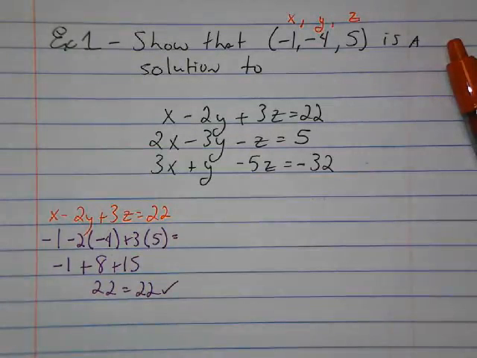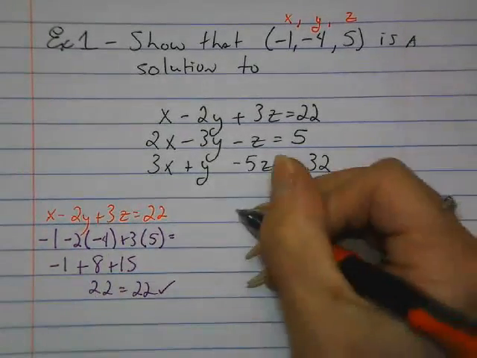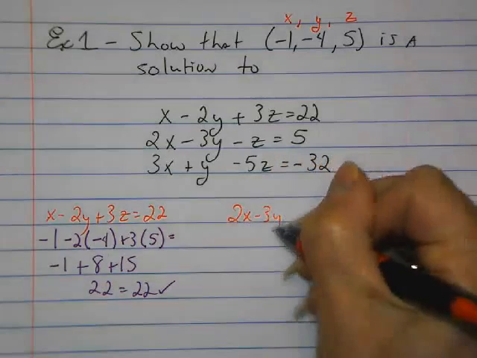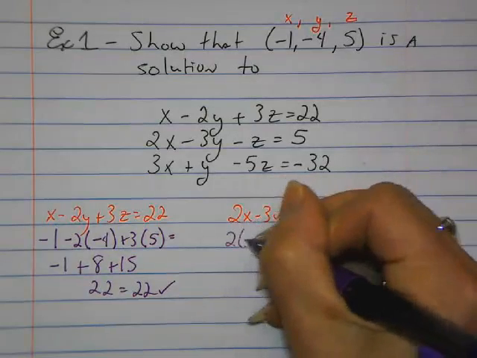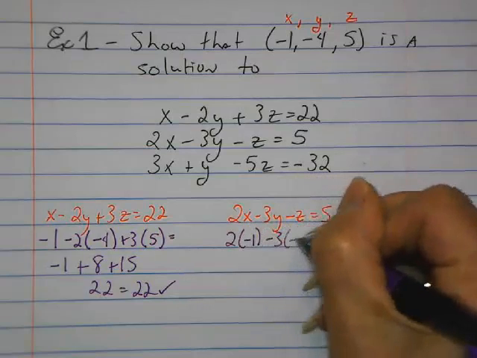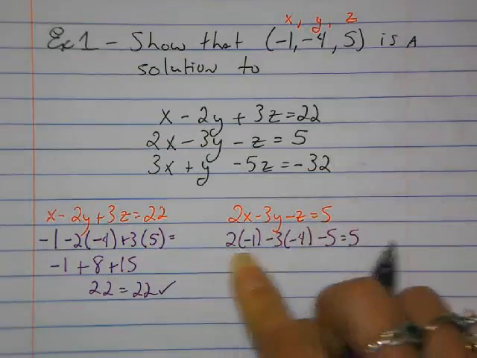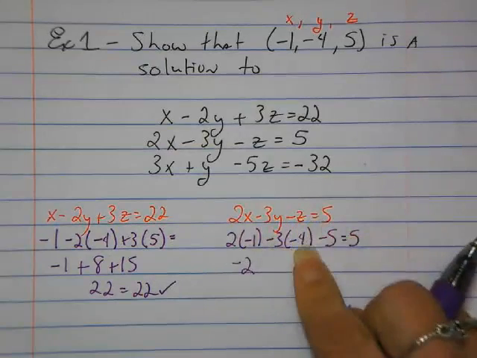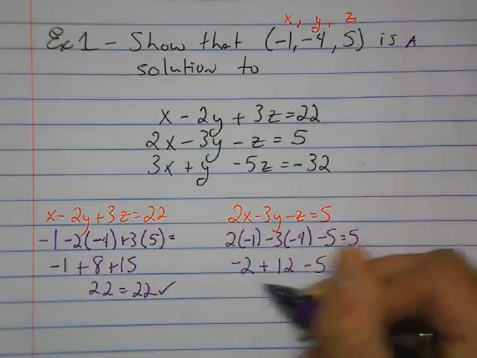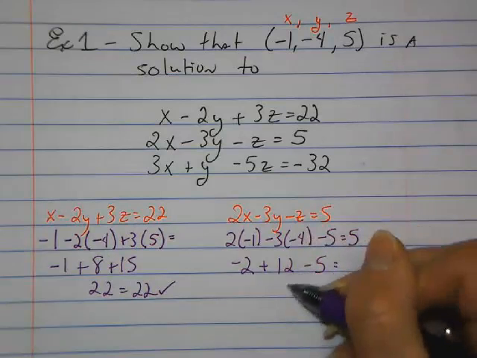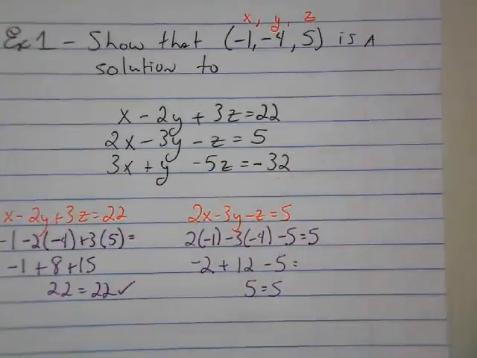So you've got to do the math each time. Now you guys don't have to show me quite this much level of detail each time. So you kind of do what you have to do. Obviously you could type it all into your calculator. So I'm going to do 2 times -1 minus 3 times -4 minus 5. Show me that that's 5. So 2 times -1 is -2 plus 12 minus 5, and that is 5. Okay, again, you're not done. You have to do the last one.